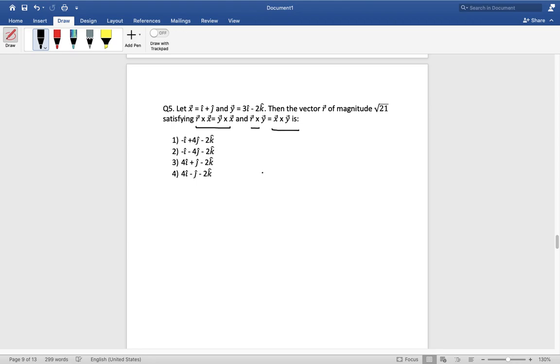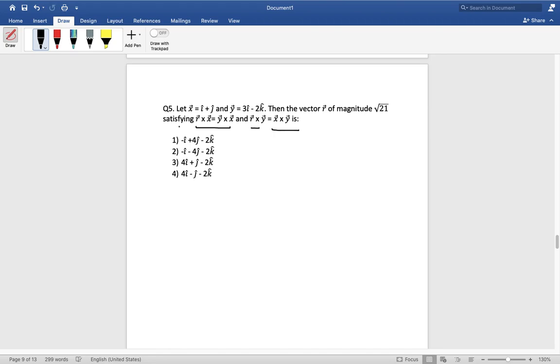Okay, so what is this problem? X equals i plus j and y is 3i minus 2k. Then the vector r of magnitude square root of 21 satisfies r cross x is y cross x and r cross y is x cross y. Okay, x and y are given. Some people will start computing x cross y, then y cross x, and then they will see r cross x is given, r cross y is given.